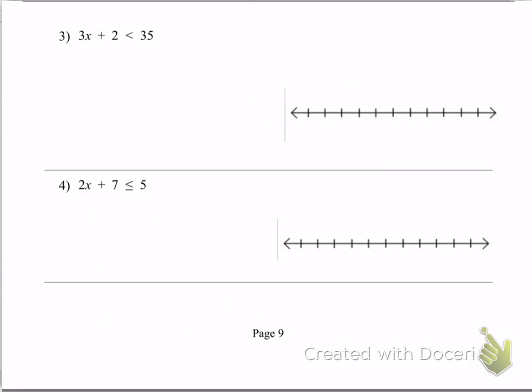All right, so for numbers 3 and 4. Our first step is we have to move over that 2. So we subtract 2 from both sides. So we have 3x, these cancel out, is less than 35 minus 2 gives us 33. Divide both sides by 3. So we have x is less than 11. So that's our inequality. Now we have to graph it on that number line.